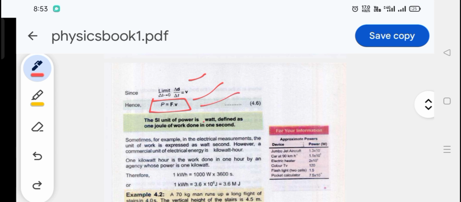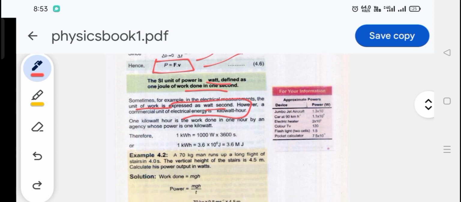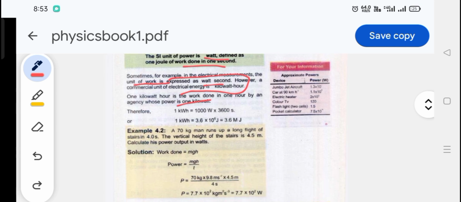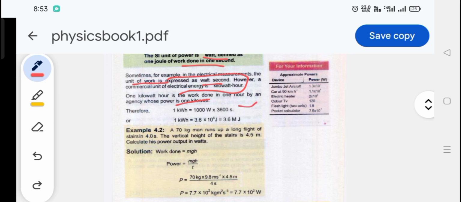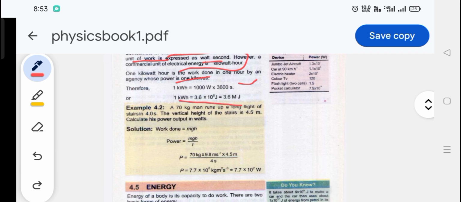The SI unit of power is watt, defined as 1 joule of work done in 1 second. For example, in electrical measurements, the unit of work is expressed as watt second. However, a commercial unit of electrical energy is watt hour. 1 kilowatt hour is the work done in 1 hour by an agency whose power is 1 kilowatt. 1 kilowatt hour is equal to 1000 watt multiplied by 3600 seconds, which is 3.6 times 10 raised to the power 6 joules, 3.6 megajoules.